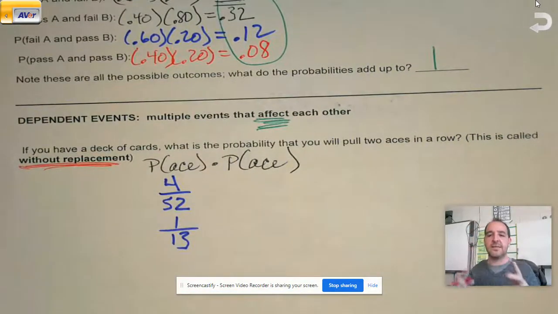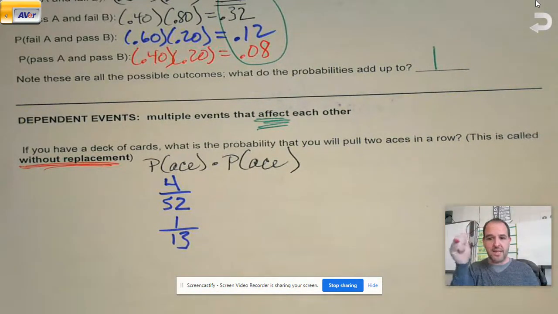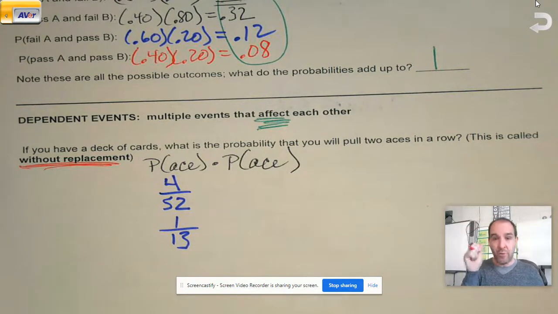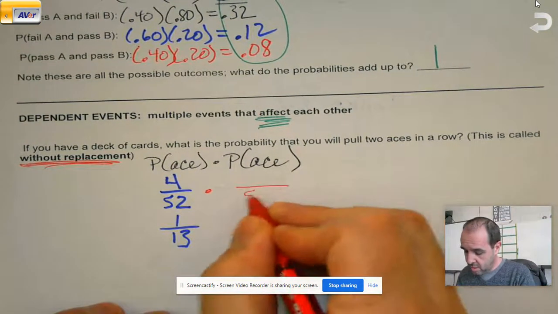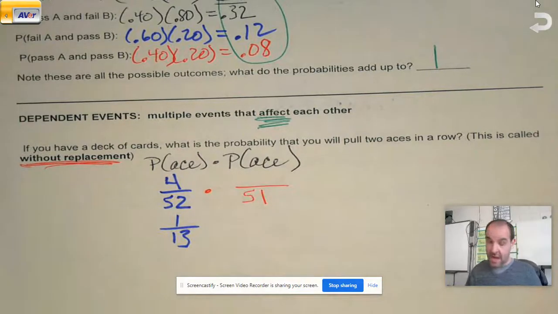We got to visualize this. Take a deck of cards. I pulled an ace. Woo! I got my ace of hearts, let's say. Now, here's the question. We're not putting this back in the deck, back into our pile. If I take this one, how many cards are left in my pile? It's not 52. Now there's only 51. So I have to pay attention on if something's being put back in or not.